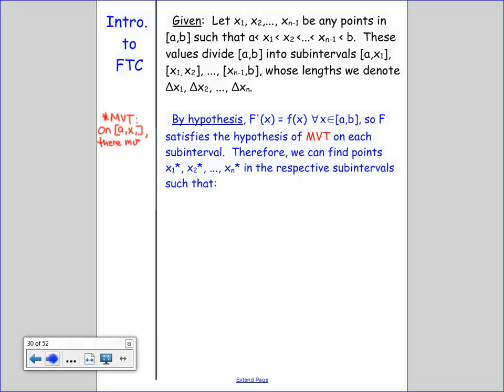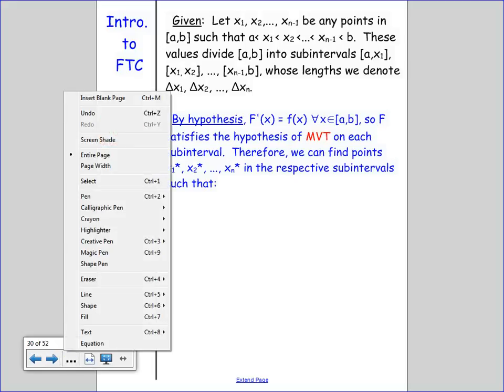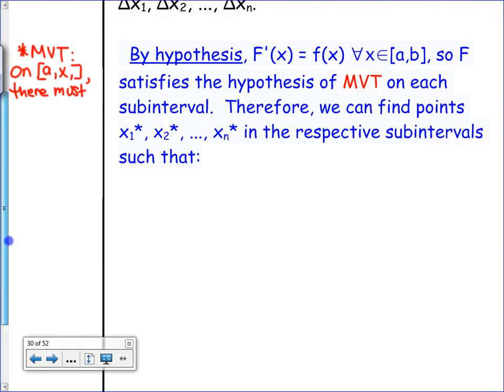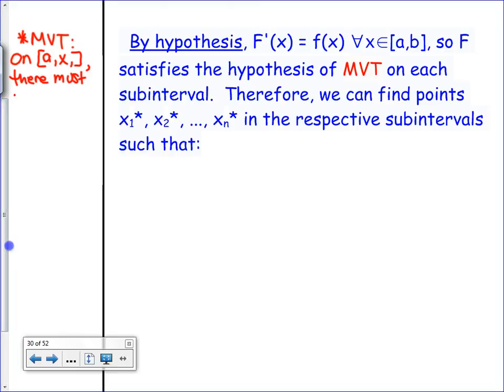On that interval, there must exist... The hypothesis is met, therefore the conclusion is true. Therefore, let me zoom in. There must exist at least one, I'm just going to say, x equal to. Now guys, in MVT or even Rolle's theorem, what's that special x usually called? What do we call him? C. So there must exist an x equals C sub, I'm just going to say 1.